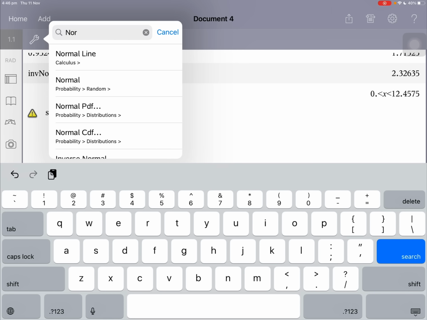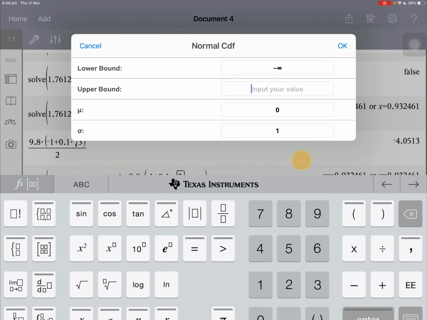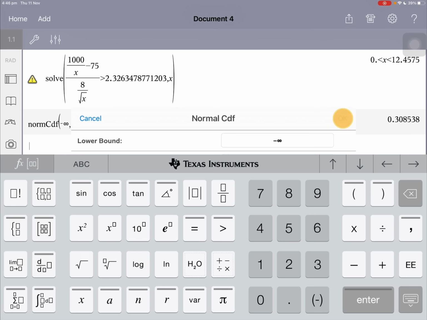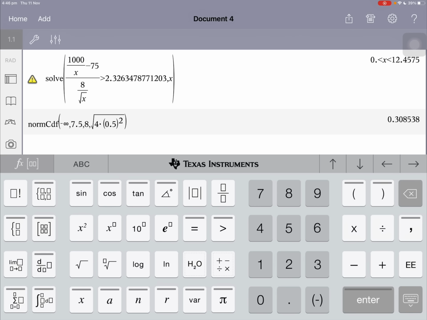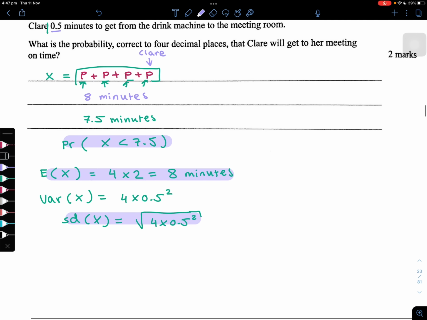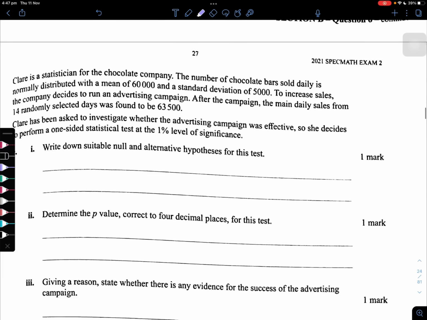Oops, the wrong menu. Let's go to normal CDF. We want it to be less than 7.5, so she can actually make it there on time. The mean is 8, and our standard deviation was root 4 times 0.5 squared. Okay, so that gives us an answer of 0.3085. How many decimal places? 4. So we get 0.3085. And that would be my answer, okay?